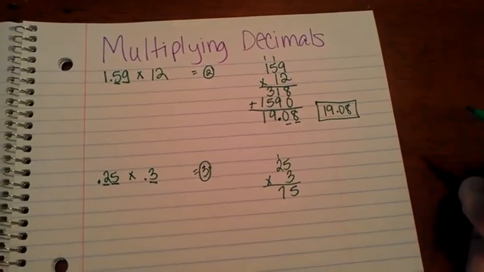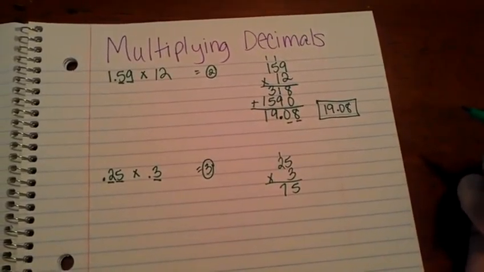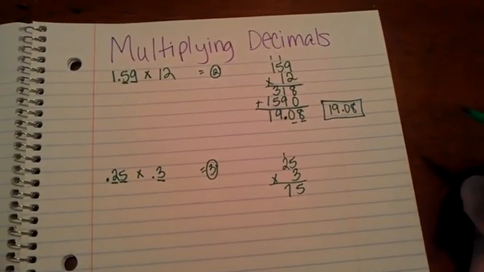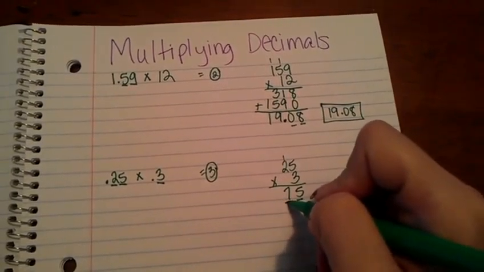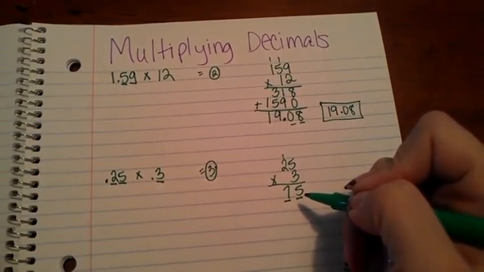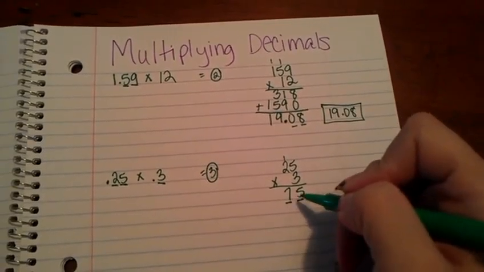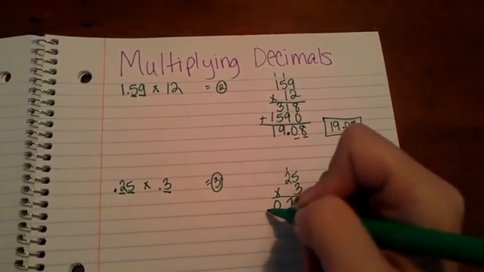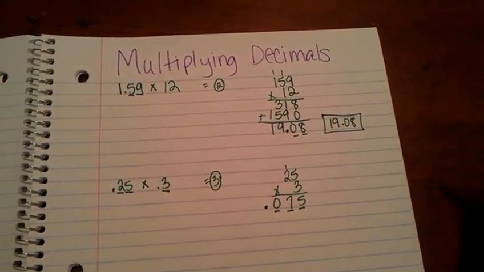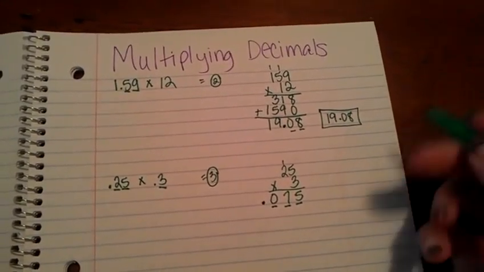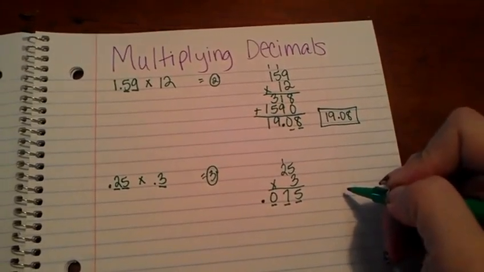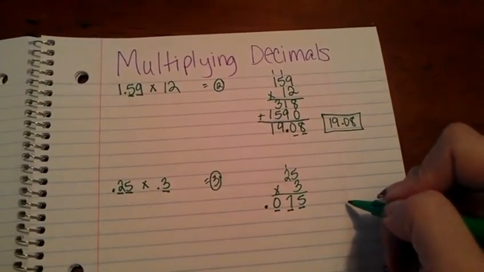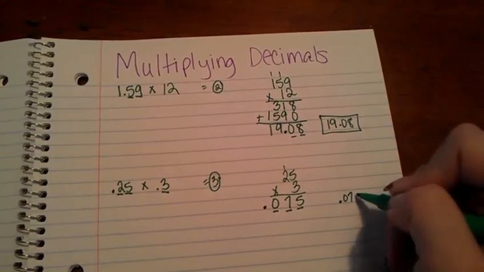Here, 25 times 3 is 75. Now I'm going to go back and add my decimal. 1, 2, and I need 3. I don't have three digits, so what do I have to do? You have to add a 0 wherever needed. So if I add the 0, I can get my 3rd decimal place. So my answer to 0.25 times 0.3 is 0.075.